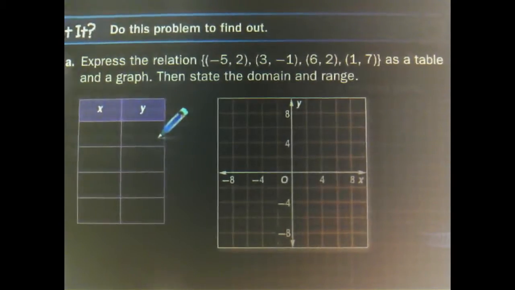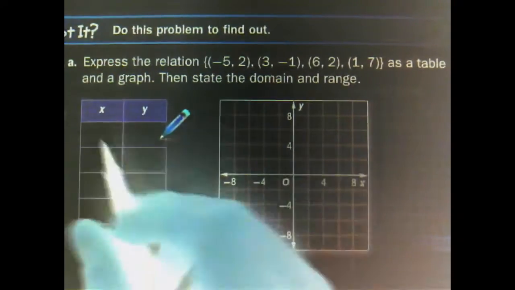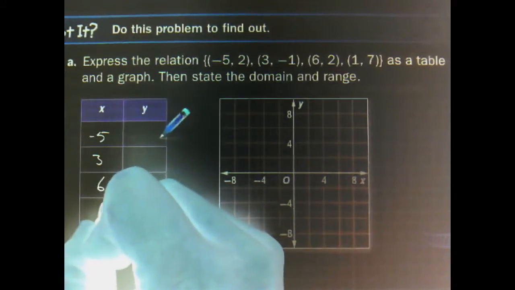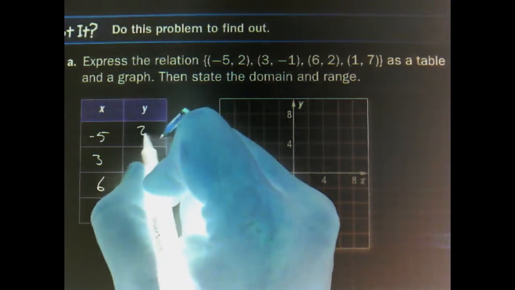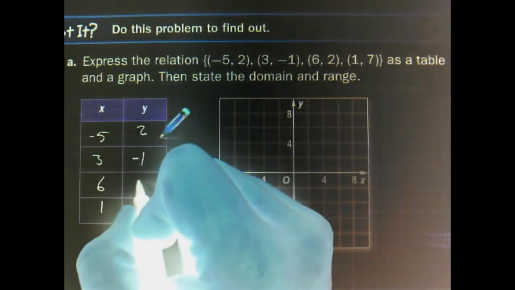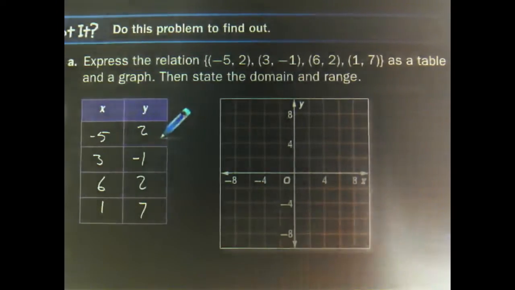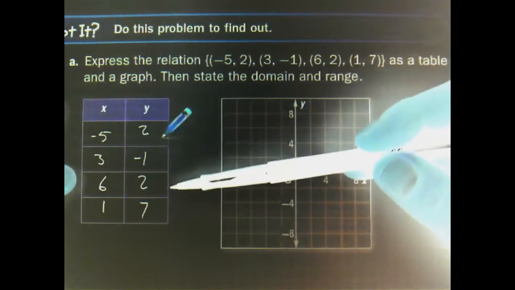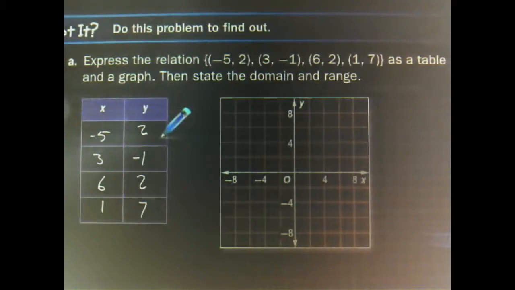So quickly, the x in our chart are just all the x values: -5, 3, 6, 1. And the y's: 2, -1, 2, 7. Now it's important that when we're making a table, we write all of our values. It's only when we write the domain and range that we don't keep the repeats.